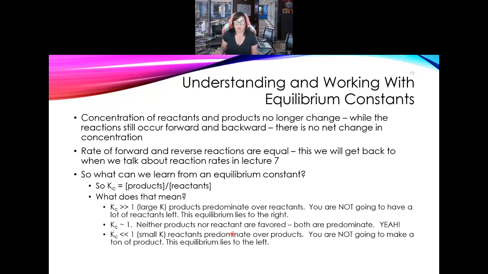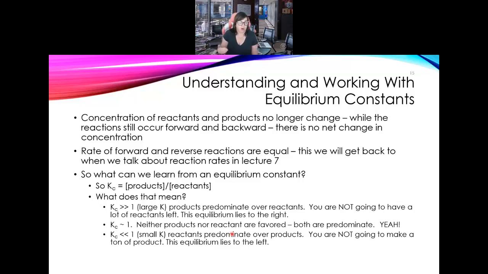So what can I learn from an equilibrium constant? I now have this K that tells me the ratio of the product to the reactant, right? What does that mean? Well, what if K is really, really big? What does that tell you? Mathematically, that tells me that I have more product than reactant. Okay, the products are favored, so the equilibrium is favored to the right. All right, that's what we talk about there.